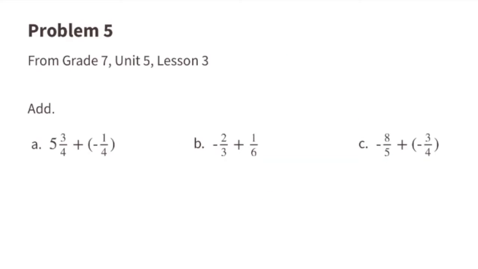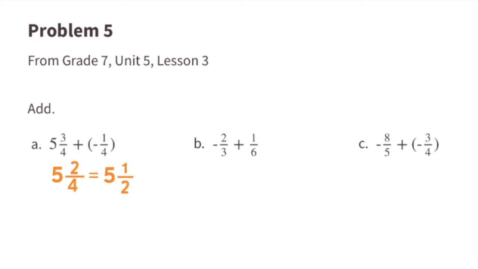Problem number 5 from 7th grade, Unit 5, Lesson 3. Add. A, 5 3/4 plus a negative 1/4. That's the same thing as 5 3/4 and then taking away 1/4. When you take away 1/4 from 5 3/4, you have 5 2/4. And 5 2/4 is equivalent to 5 1/2.